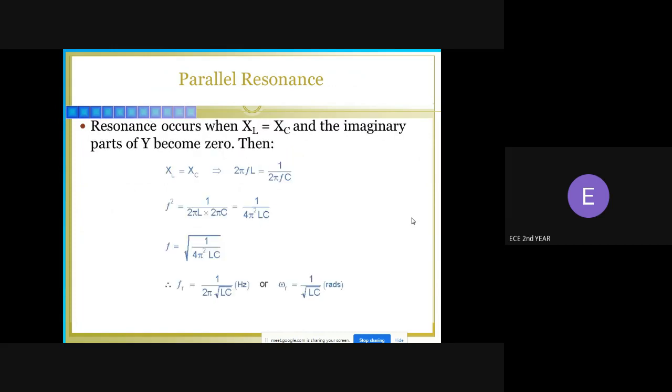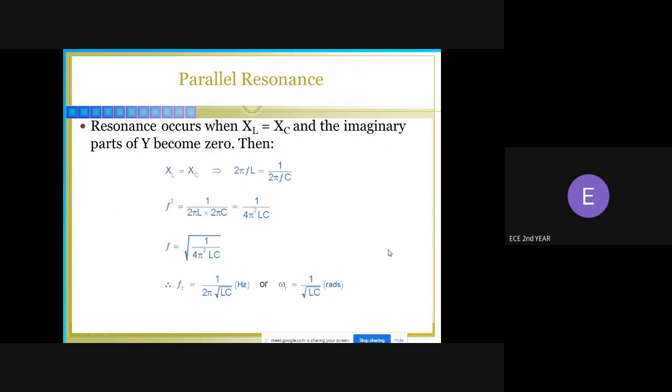Resonance occurs when XL equals XC and the imaginary part of Y becomes 0. Then XL equals XC, so 2 pi FL equals 1 by 2 pi FC. We can rewrite this as F squared equals 1 by 4 pi squared LC. Also we can write F equal to the root of 1 divided by 4 pi squared LC. So the resonance frequency Fr equals 1 divided by 2 pi root of LC hertz, or omega r equals 1 by root of LC radians per second.